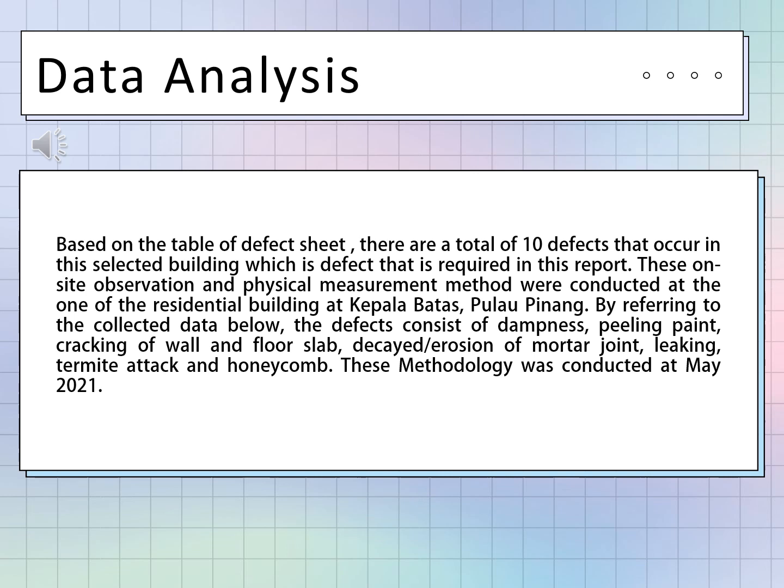Data analysis. Based on the table of defect sheet, there are a total of 10 defects that occur in the selected building, which is the defect required in this report. The on-site observation and physical measurement method will be conducted at one of the residential buildings at Kepala Batas, Pulau Pinang. By referring to the collected data below, the defects consist of dampness, peeling paint, cracking of wall and floor slab, decay and erosion of metal mortar joint, leaking, termite attack and honeycomb. This methodology was conducted in May 2021.